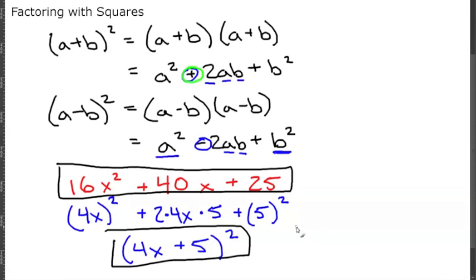So for a perfect square trinomial, this middle term has to be equal to 2 times a times b. And if that is true, then you can write it as (a plus b) squared or (a minus b) squared, depending on whether the middle term is added or subtracted.